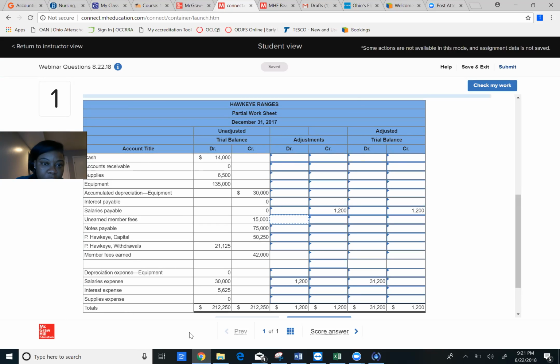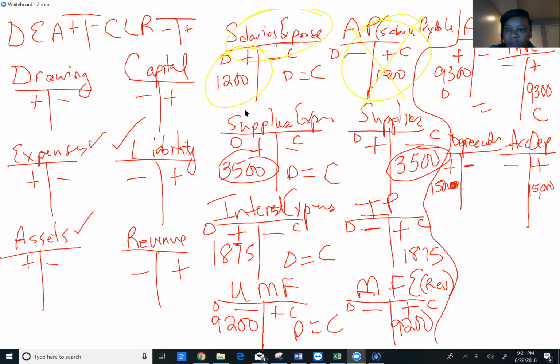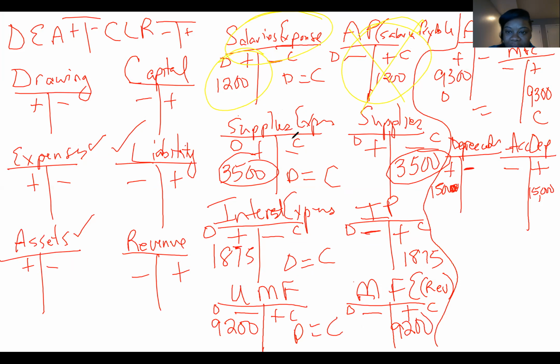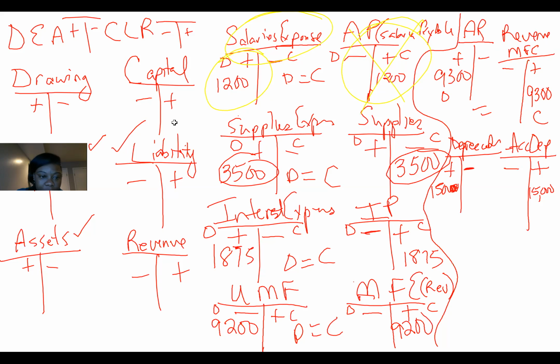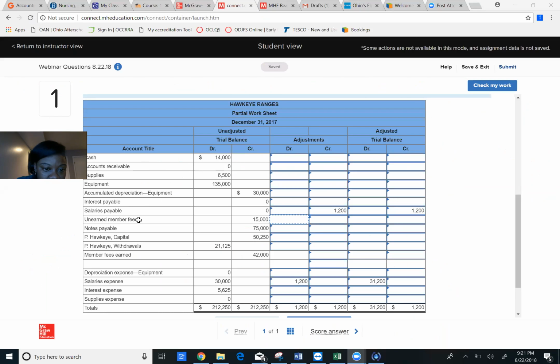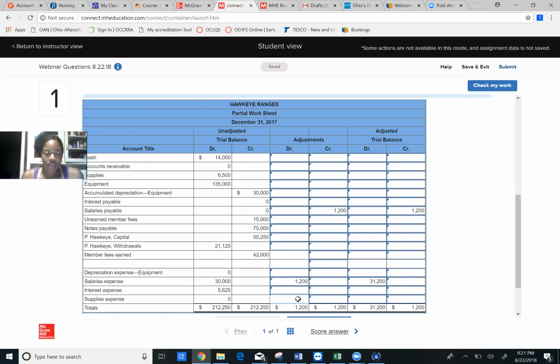So then the next one, you're gonna have to remember this one for me. The next one we had was supplies expense and supplies. So our debit was 3,500 for supplies expense, okay? So let's get back over here. We had supplies expense as a debit. What was my dollar amount? 3,500. And then what was my credit?